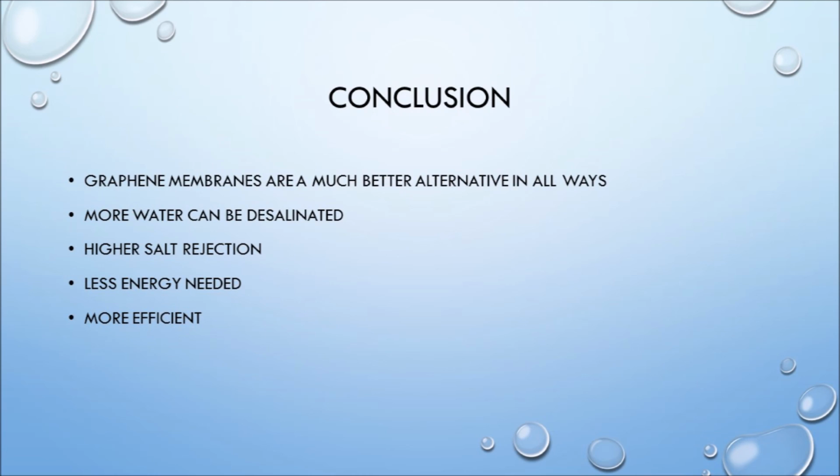Overall, graphene membranes are a much more plausible, better option than thermal methods or polymer membrane reverse osmosis for the desalination of water. Graphene membranes allow for a much higher flux of water, higher salt rejection, and are more durable than the other membranes.